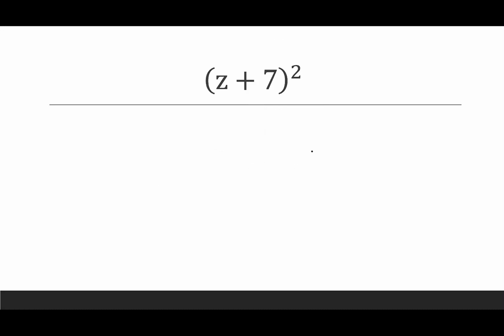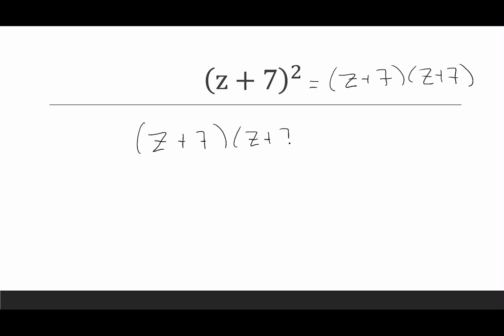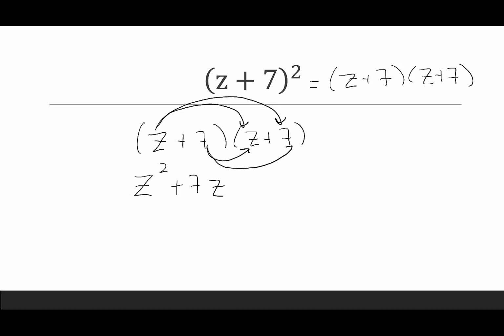The next one doesn't quite look like I'm multiplying two binomials together, but we are. I have z plus 7 squared. What I want to do is expand that and say that means I have z plus 7 times z plus 7. So looking at z plus 7 times z plus 7, I want to do the same thing I did with my previous examples. I want to distribute the z to both terms, so that gives me z squared plus 7z. And then I want to distribute the 7 to both terms. So I get another 7z, and then 7 times 7 is 49.